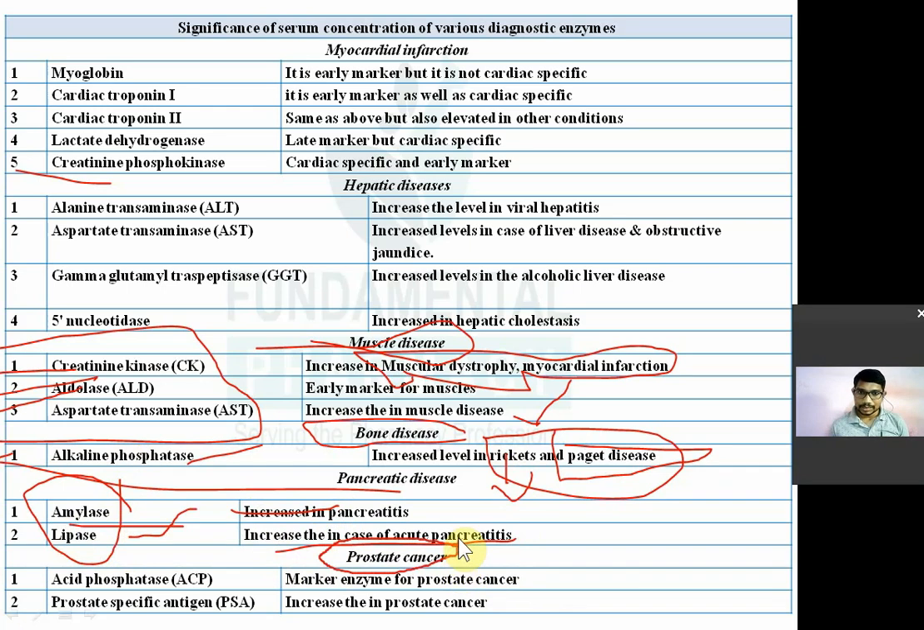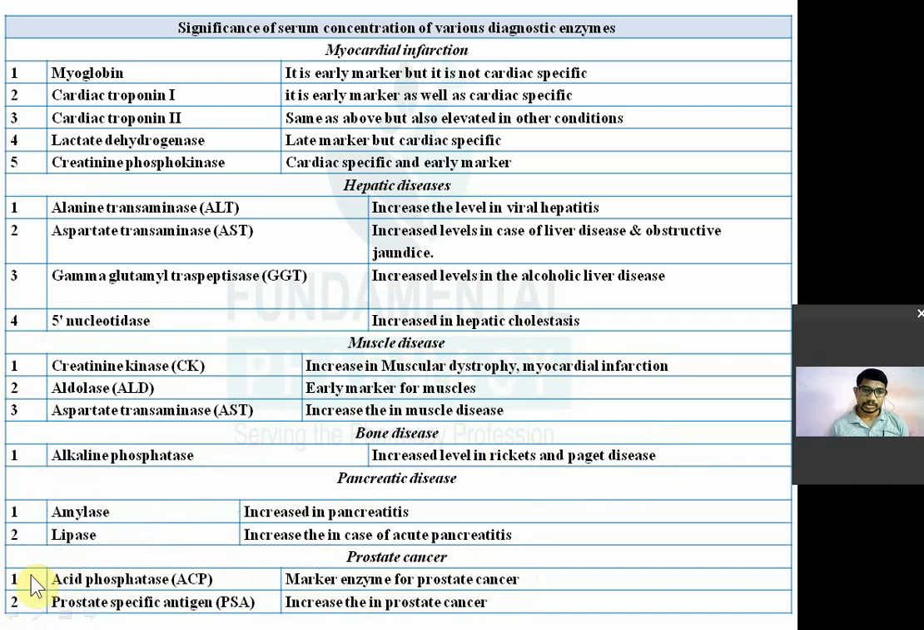Prostate cancer, प्रोस्टेट ग्लैंड का कैंसर अगर हो गया तो उसमें ये एंजाइम का लेवल बढ़ जाता है. Next one is acid phosphatase, early marker for prostate cancer. याद रखो, early marker for prostate cancer is acid phosphatase, ACP. क्वेश्चन आ चुका है एक बार. Prostate specific antigen is also increased in case of prostate cancer. याद रखो यहाँ पे enzymes are increased in case of different diseases. So in case of myocardial infarction, these are the enzymes.